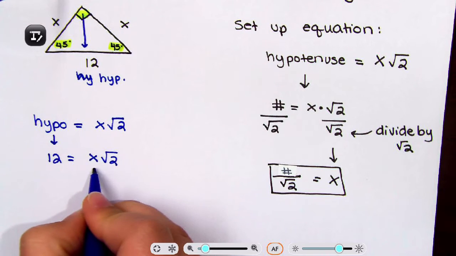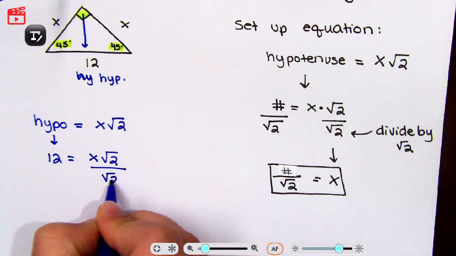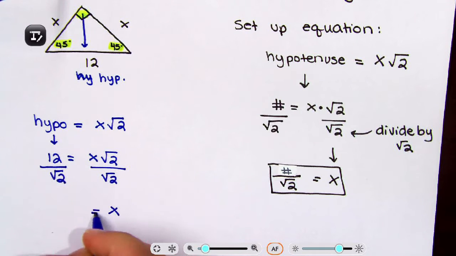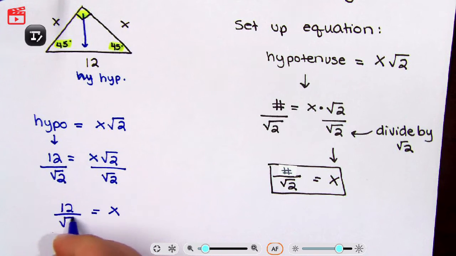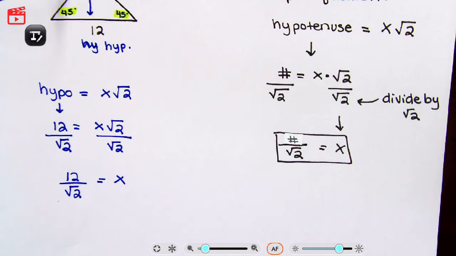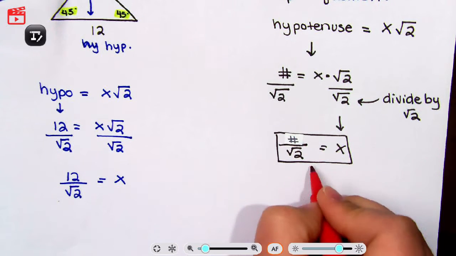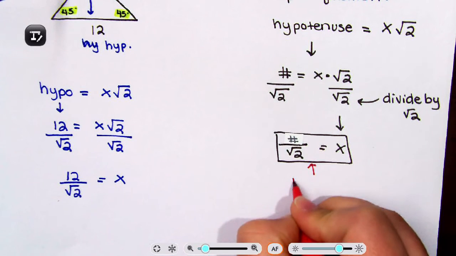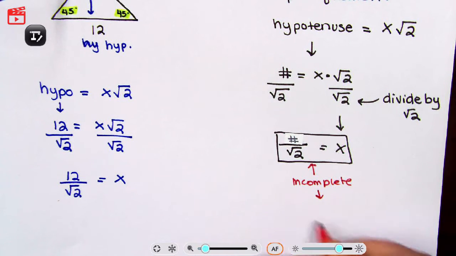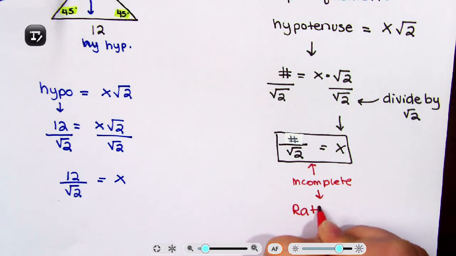That means that I'm going to divide by root 2 on both sides. So now x is equal to 12 over root 2. Now, is this your answer? And I hope everyone is screaming, no, this is not your answer. This right here is incomplete. You need to rationalize.